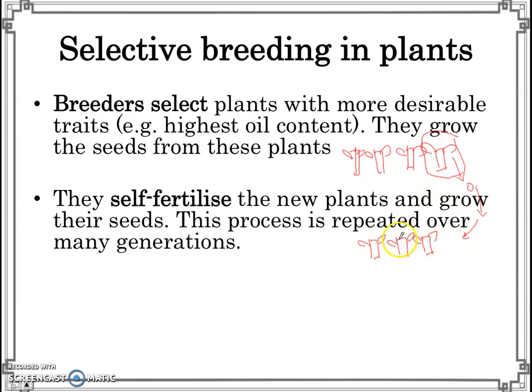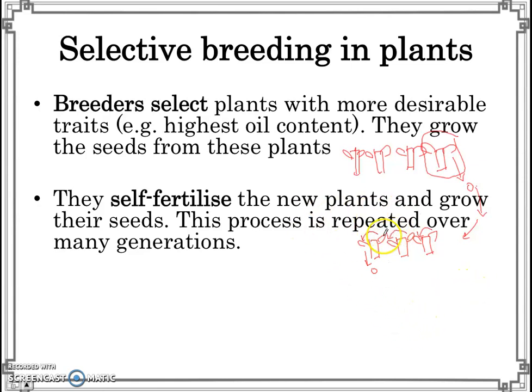Now what do I do now? I will then self-fertilize this new plant. So I hope you remember what self-fertilization is. I'll take pollen from the flower of this plant and I'll put it on the stigma of another flower from the same plant. So I self-fertilize the plants and then I take the seeds from that self-fertilization and I grow it into the next generation.